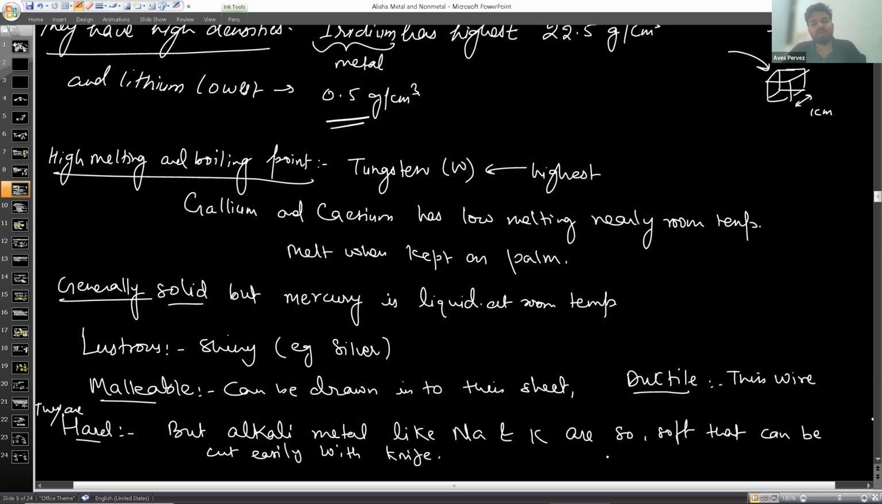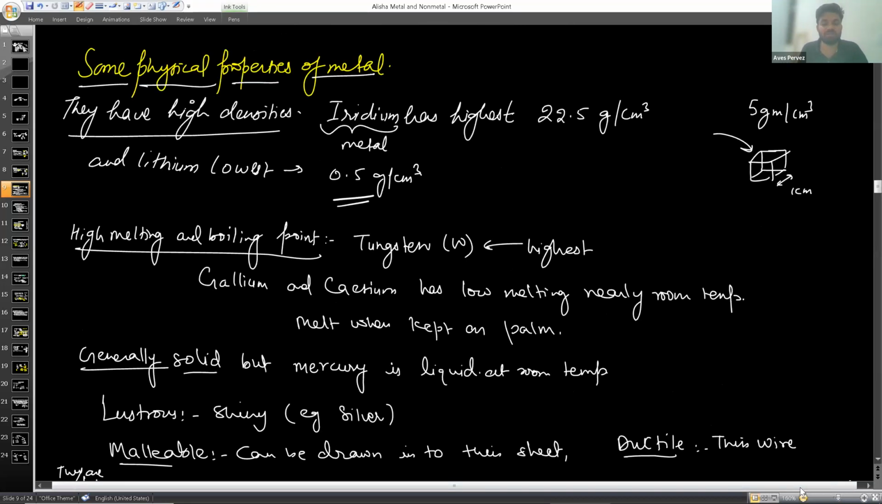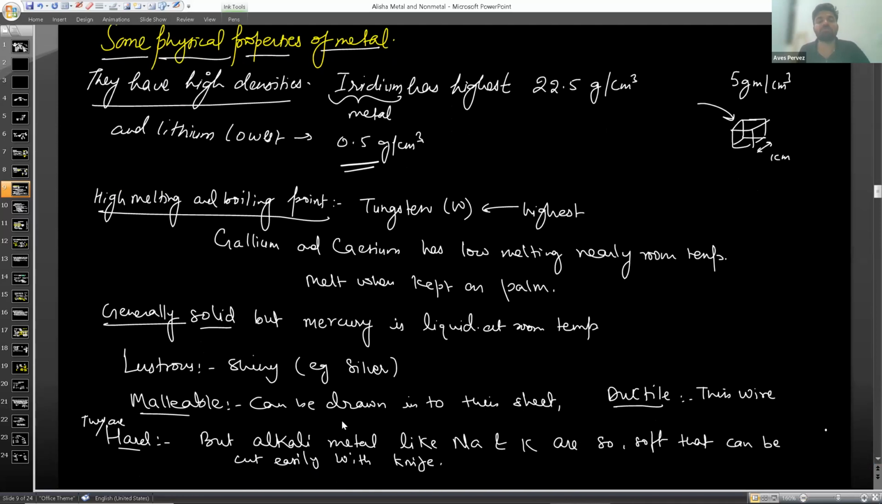So note it, write it, revise it and learn it, each and everything: metals have high densities. These exceptions are going to be asked in your examinations. Which is the most malleable metal? Malleability means it can be drawn into thin sheets, and ductility means it can be drawn into thin wire. Gold is the most malleable and ductile metal. Metals are very hard, but some are so soft that they can be cut with a knife, and they are sodium and potassium, which we call alkali metals. Understood? Learn it fast.